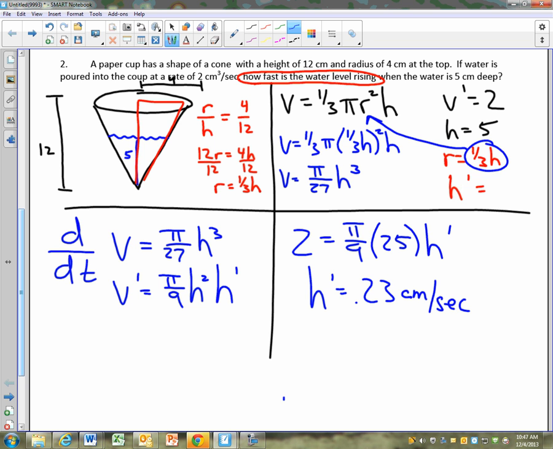I got 0.23 centimeters per second, or 18 over 25 pi, if you'd prefer to leave it in that form. Yeah, that's fine. Everybody good? Yes, it is a derivative, it is a rate, so we must label it. Super important.